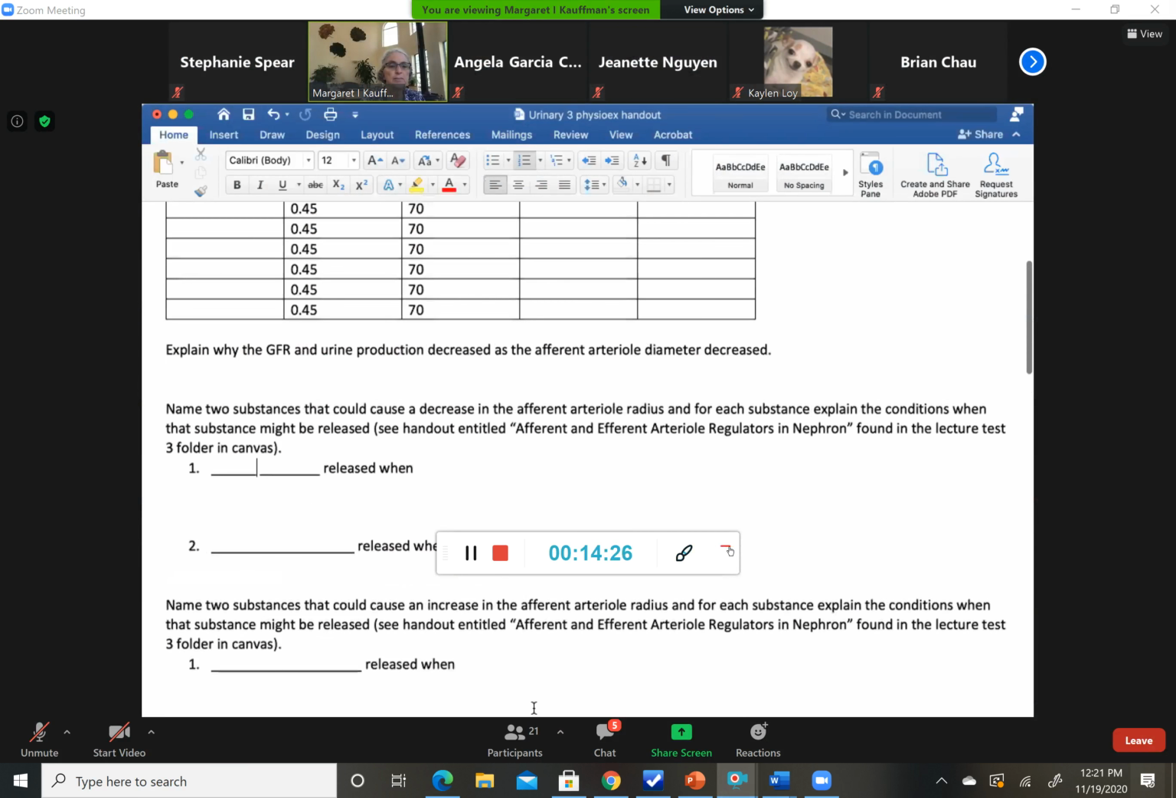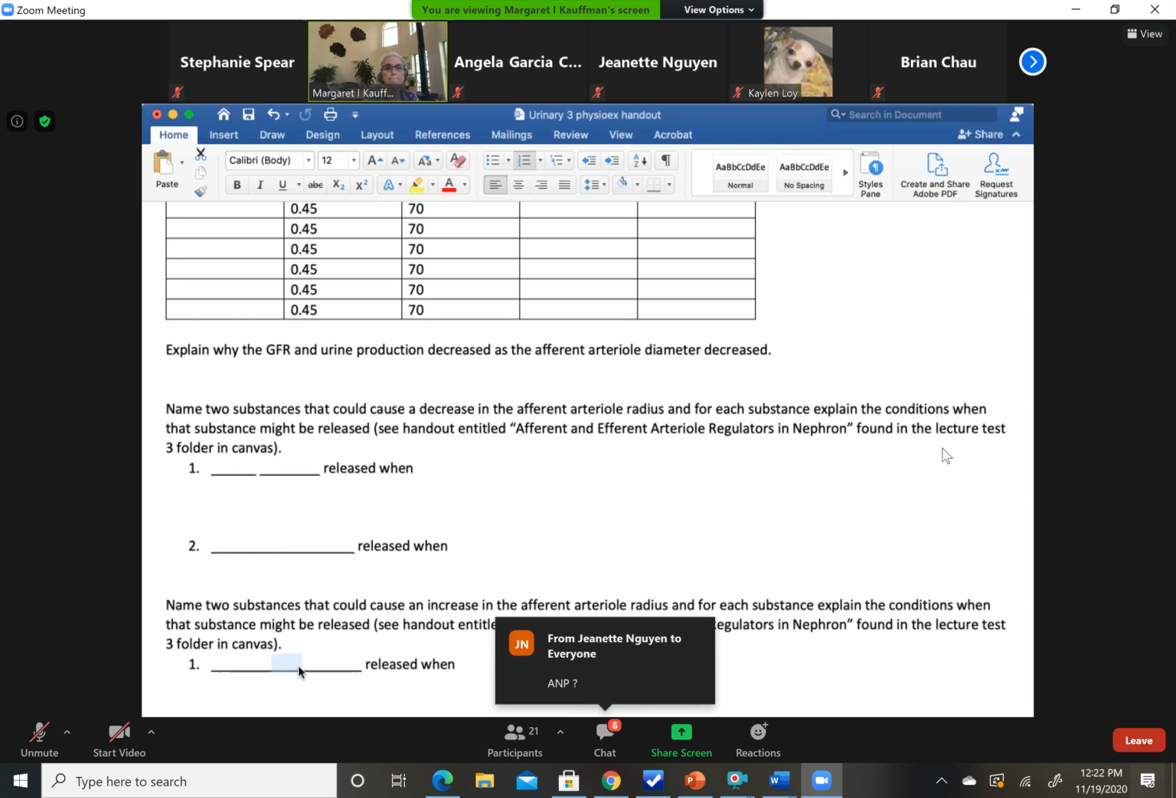Okay, so name two substances that would increase the diameter of the afferent arteriole and the conditions. So let's again do extrinsic first. What's an extrinsic signal that would tell the afferent arteriole to increase diameter and therefore glomerular filtration rate? Anybody can just type it in. Yep, that's right, ANP.